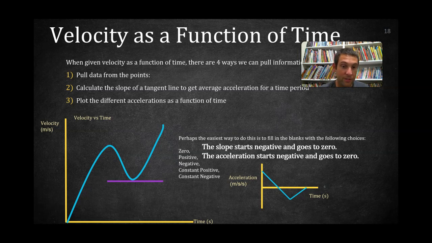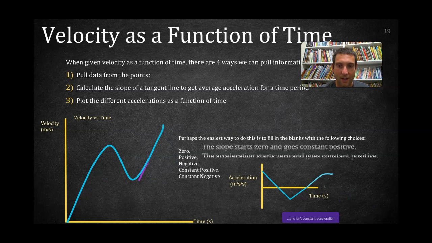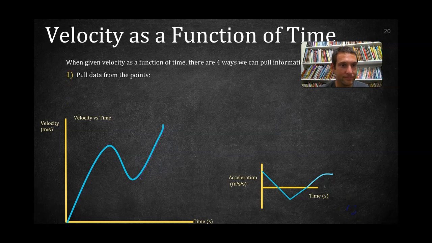And then finally we're going to start 0 and go constant positive. Again, little squiggly line there, sorry. So the acceleration starts 0 and goes constant positive. Replay that a couple times until you really get the idea of what's happening here. This is about as tough of a graph as you're going to be dealing with in AP Physics 1.